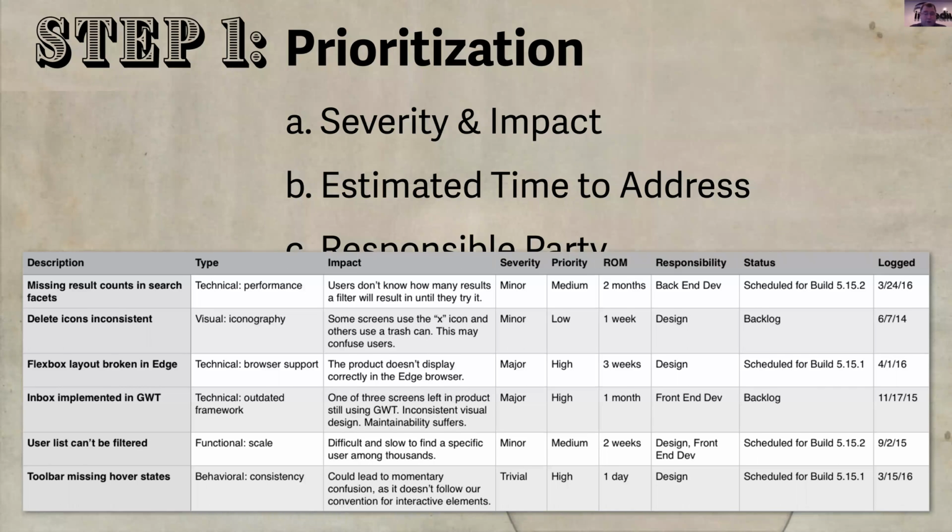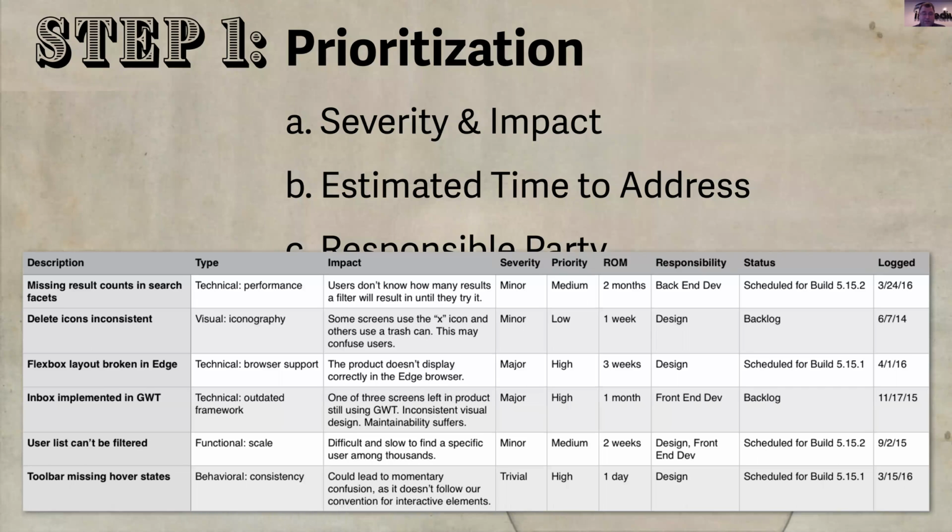And then you add your ROMs. That ROM stands for rough order of magnitude. How long is it going to take? Whose responsibility it is, right? And so now you have this inventory where you can start looking at it and saying, okay, what do we want to do next? Which things do we think are most important? Which are the quickest that we can turn out?